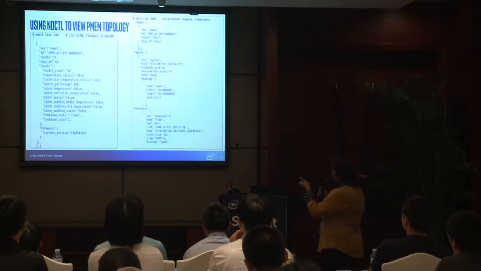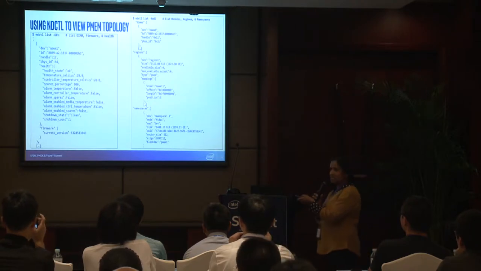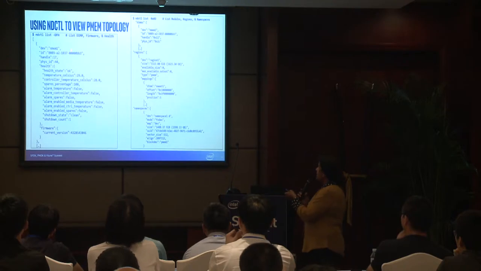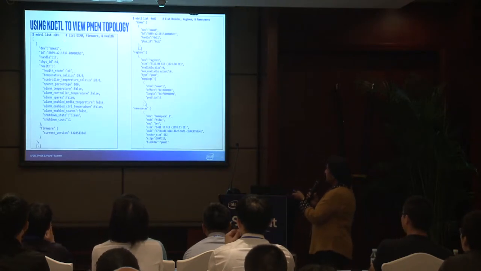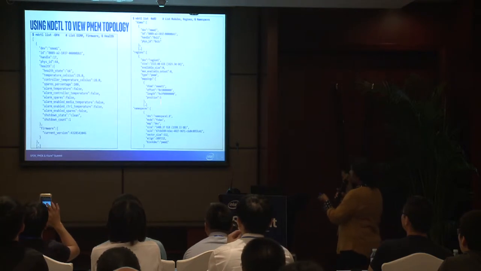And then you can use ndctl commands as well. Again, this is only an operating system utility, so this doesn't work from UEFI. So you can run ndctl list, and it basically shows the DIMM information and lots of other information there.